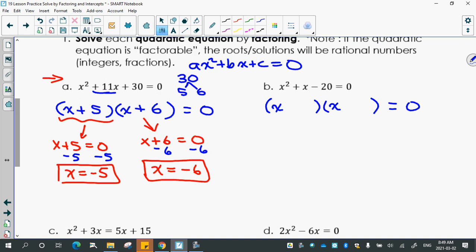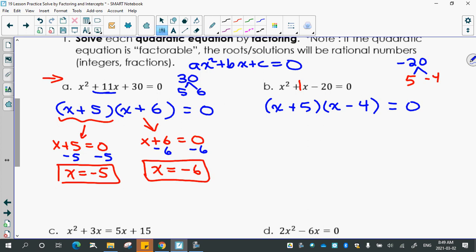So I'm going to have an x at the start of each factor, and then I need 2 numbers that multiply to -20 and add to +1. 5 and -4. Yes, good job. So x plus 5 and x minus 4. Okay?